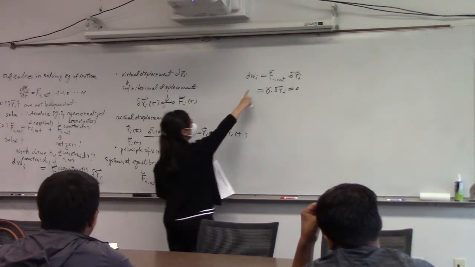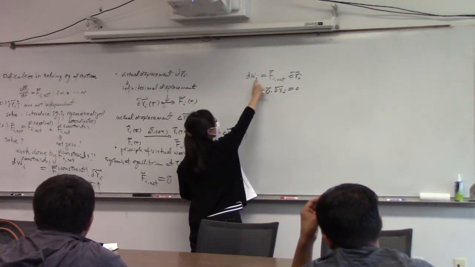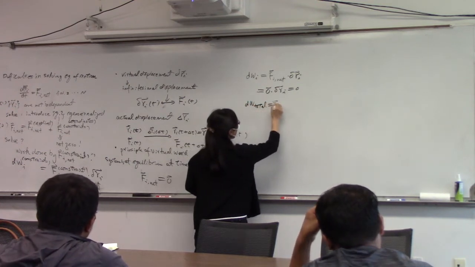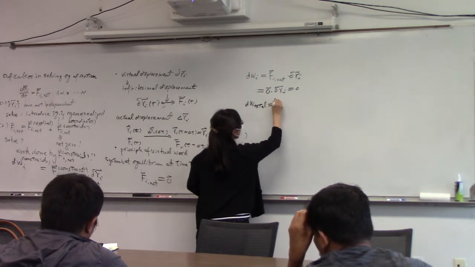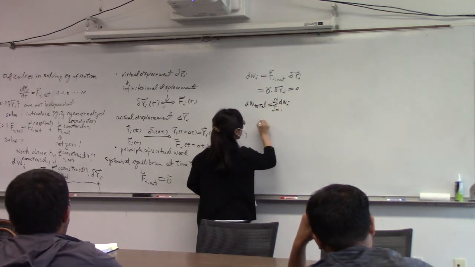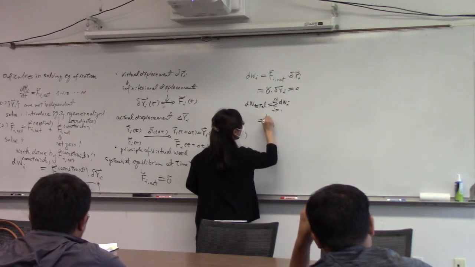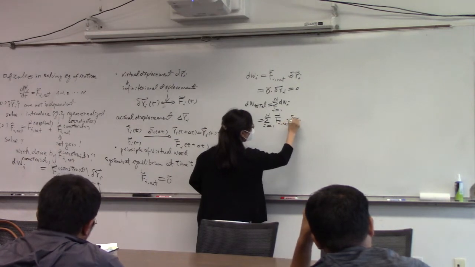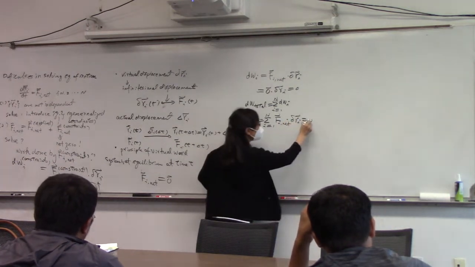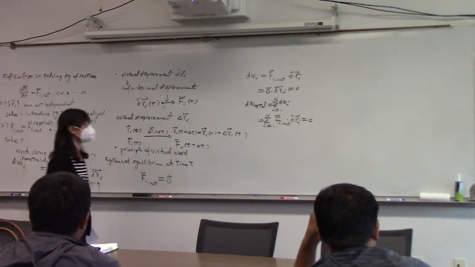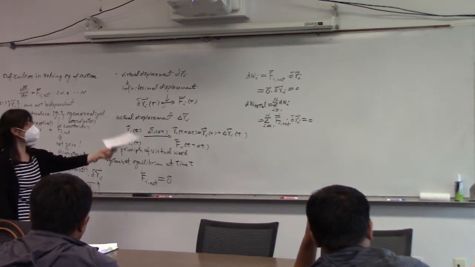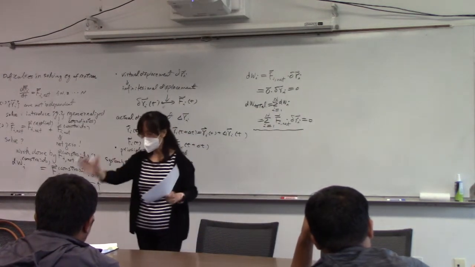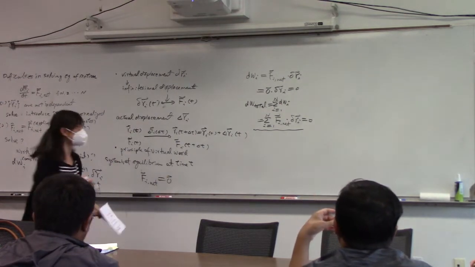So if the work done on each individual particle is zero, then the total is just the sum over all particles, from 1 to n, of dW_i, which is the sum from 1 to n of F_i net dot delta r_i, equal to 0. That is where we just consider this case, so we have this result. We are going to start from here. We know the right hand side is 0, so now let's analyze the left hand side.